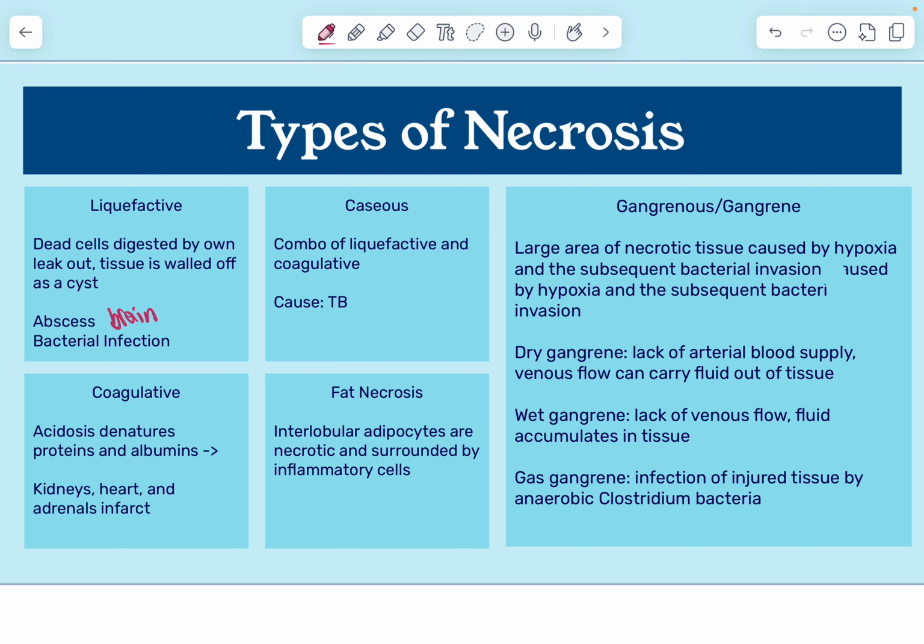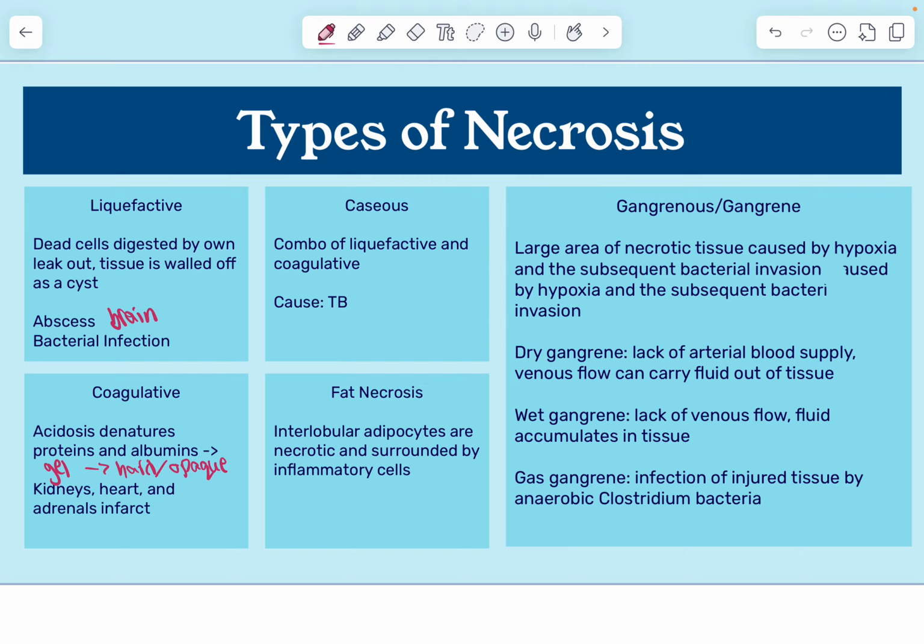coli, streptococci, or staphylococci. The next type is coagulative necrosis, and this occurs when acidosis denatures proteins and albumins, which is going to change the gel into a hard and opaque substance. And this occurs in our kidneys, heart, and adrenals.